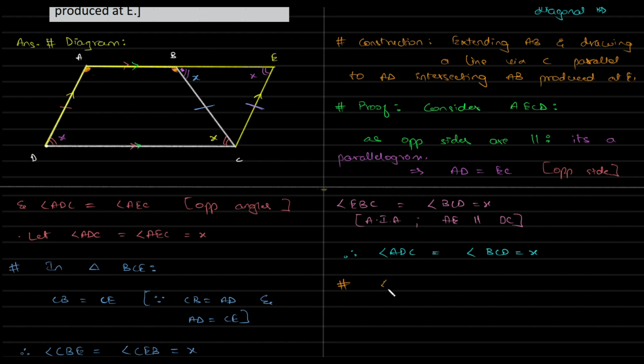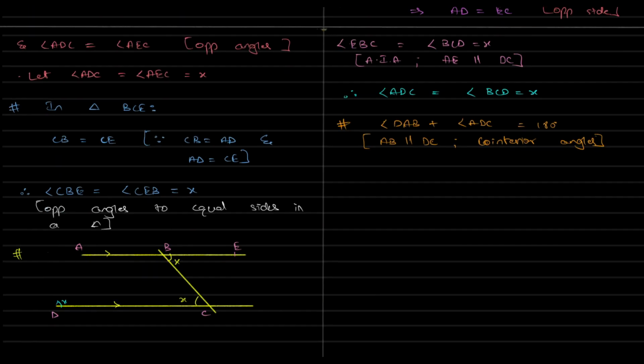Right, we can tell angle DAB plus angle ADC is equal to 180 degrees, because AB is parallel to DC and these two angles are co-interior angles. Okay, so angle D and angle A are co-interior angles. So angle DAB plus x is equal to 180 degrees. Therefore, angle DAB is equal to 180 degrees minus x.